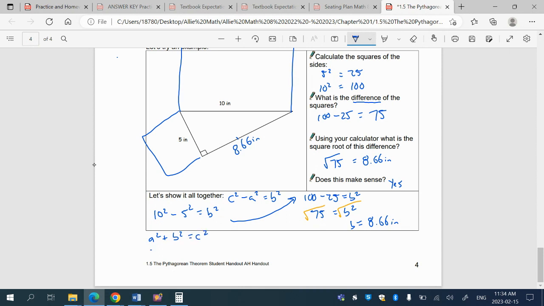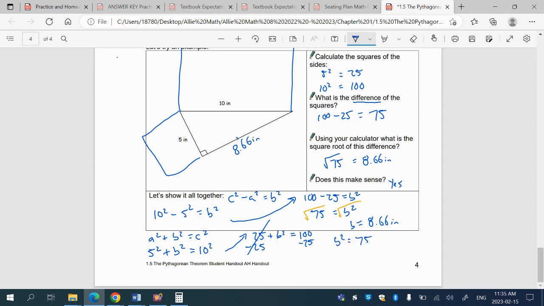So a, in this one, we have 5 squared plus, we still don't know b squared, so we're just going to leave it as a variable, equals 10 squared. Now I'll go over here, 25 plus b squared equals 100. Now, to get the b by itself, we need to deal with this 25 here. So currently it's a positive 25, so we're going to minus 25 from each side. So positive 25 minus 25 is just going to equal 0, and we're left with b squared equals whatever 100 minus 25 is. So b squared equals 75.